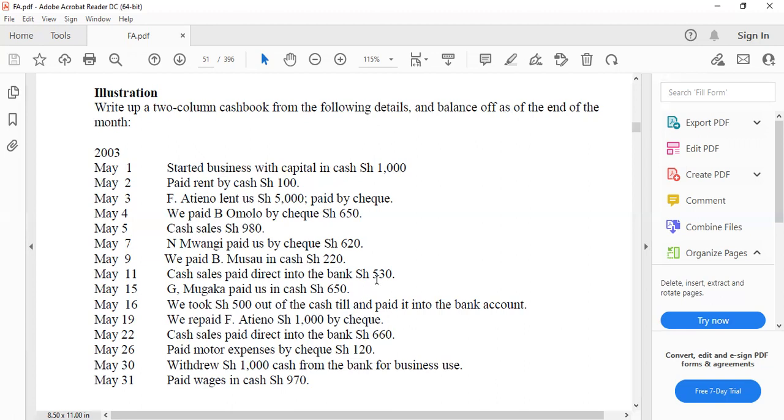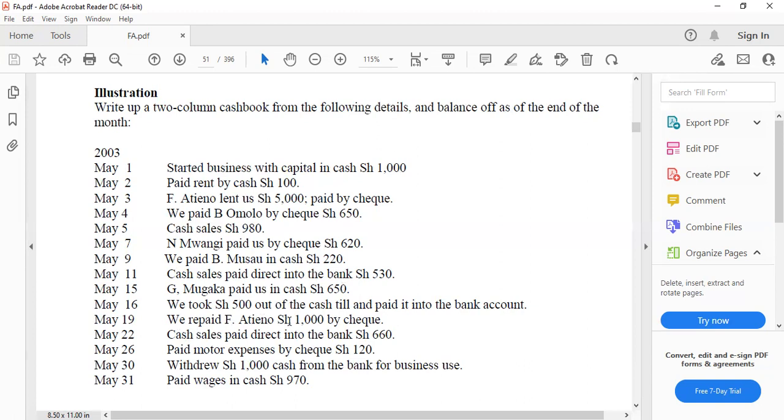That means what is happening here? You make sales in cash and then you remove that cash, you take it to the bank. That means that the bank will be debited with cash, and in the debit side, we shall have contra entry. We shall have bank increasing by 650, but it was from cash. And then on the credit side, we shall have cash decreasing by 650 going to the bank. We took shillings 500 out of the cash till and paid it to the bank account. This money was removed from the cash and taken to the bank, contra entry again.